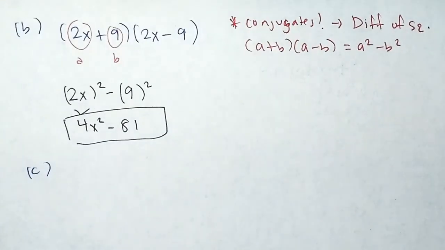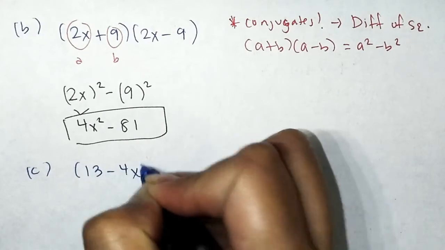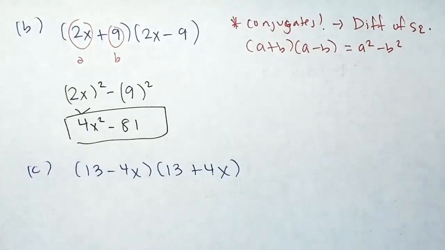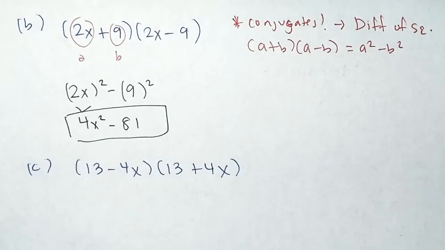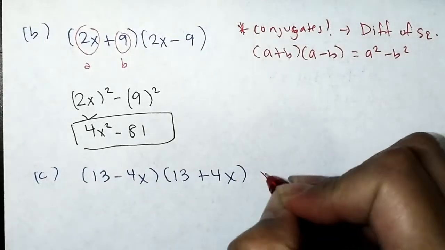Okay, problem C. We have 13 minus 4x times 13 plus 4x. So I'm like, okay, my first reaction is like, oh, we got binomials, product of binomials, FOIL it out. But then I'm like, wait, you know, let's see if we could take a shortcut. The binomials look similar. Are they conjugates? I'm crossing my fingers, pretend you can see them. Copy, opposite. So yep, they're conjugates.